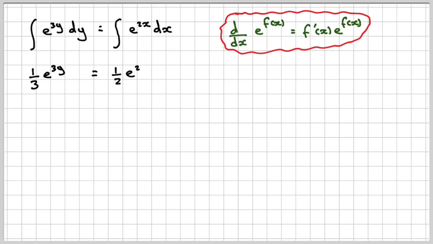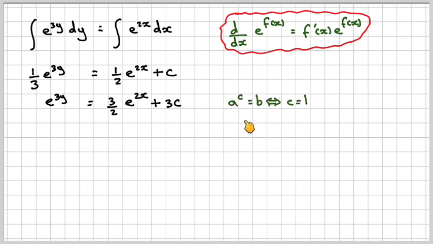And similarly here, we get 1/2 e to the 2x. But we now must introduce a constant of integration. So we need to put it on one side or the other. Right, so if we say that e to the 3y is equal to 3 over 2 e to the 2x, okay, and that by taking that 3 up here, plus 3c.